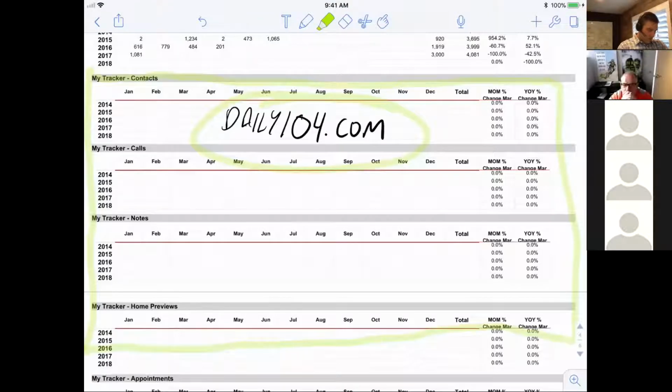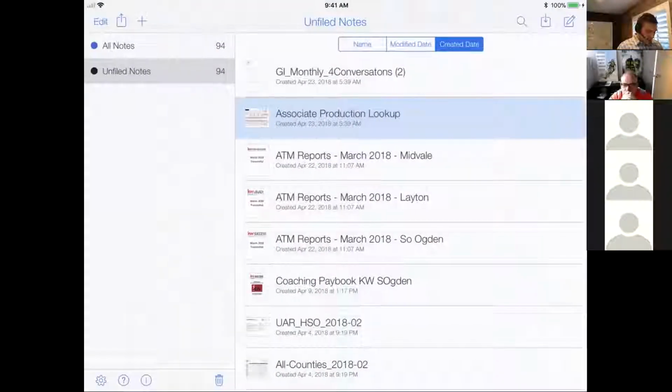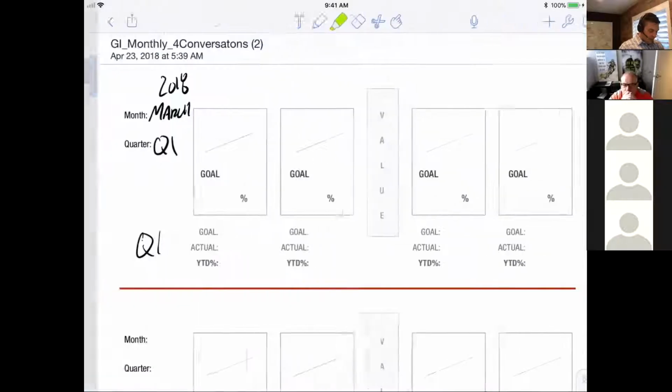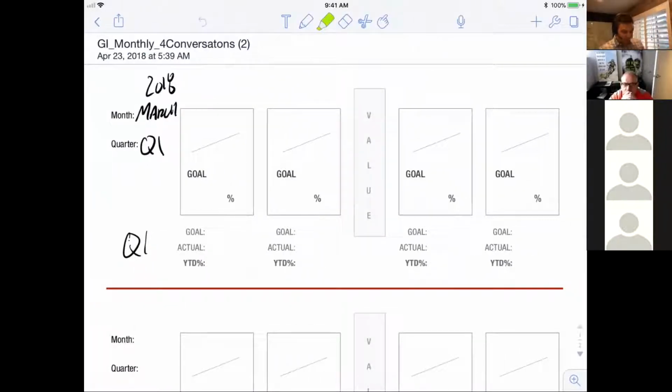Now let me show you one last piece of this, which becomes the final piece of analyzing your multi-year trend report. So once I've pulled up my multi-year trend report, I also have this sheet pulled up. And what I do with this sheet is this is going to show me and really break it down to the most simplistic form of where I'm at with my 4 conversations.